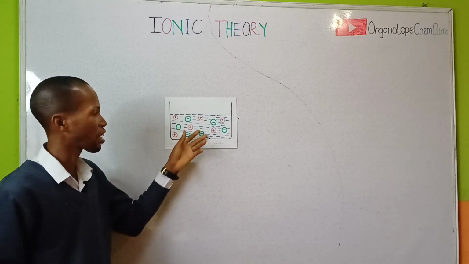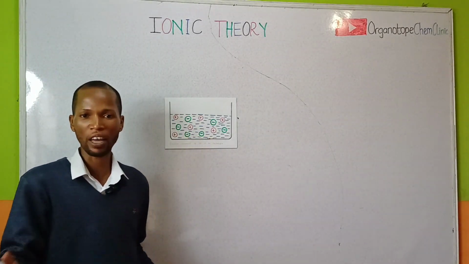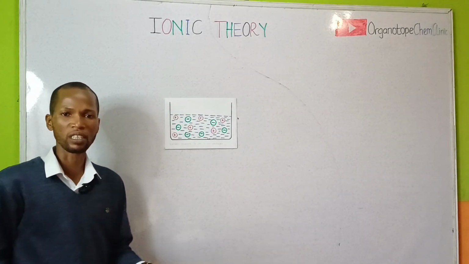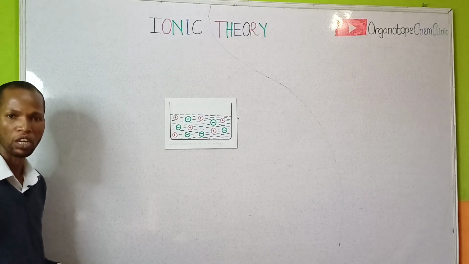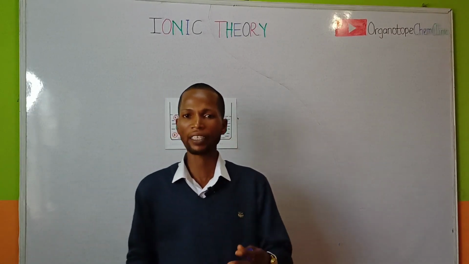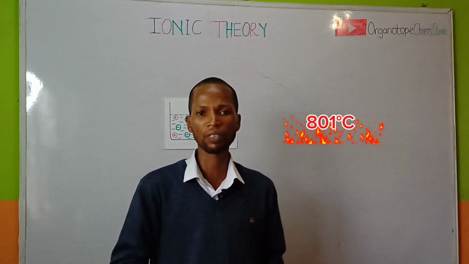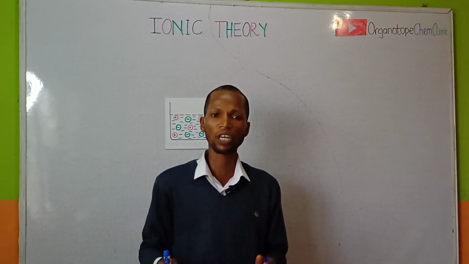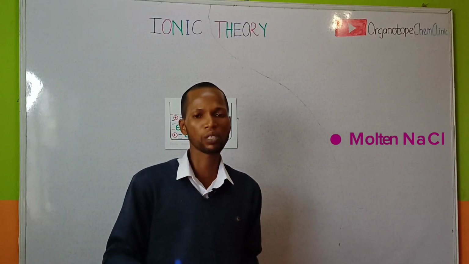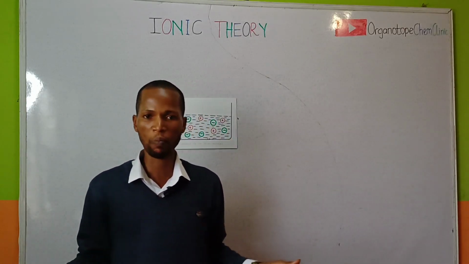Recall that ions are only mobile when the electrolyte is in molten or aqueous state. How do we transform sodium chloride from its solid state to a molten sodium chloride? We subject the sodium chloride solid to high thermal energy, that is heat energy of about 801 degrees Celsius. Therefore, the sodium chloride solid tends to melt. So when it melts, it forms molten sodium chloride. The molten sodium chloride contains mobile ions.